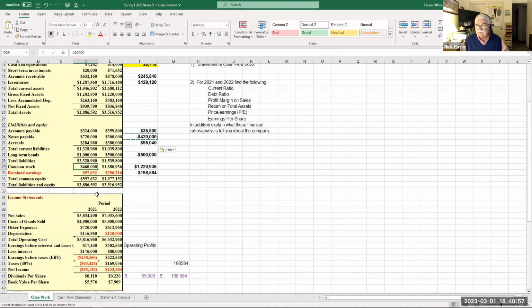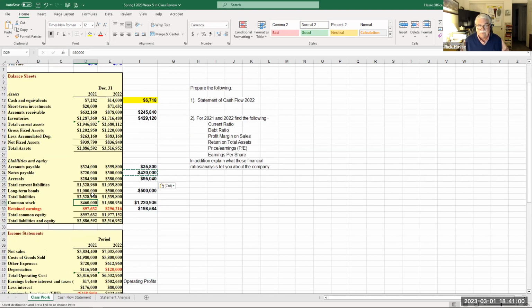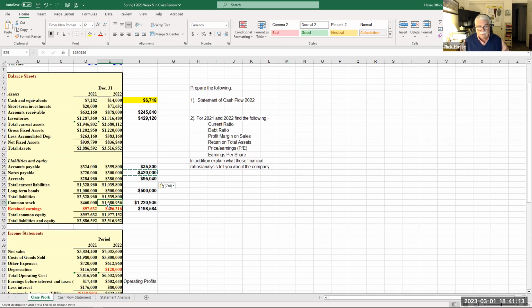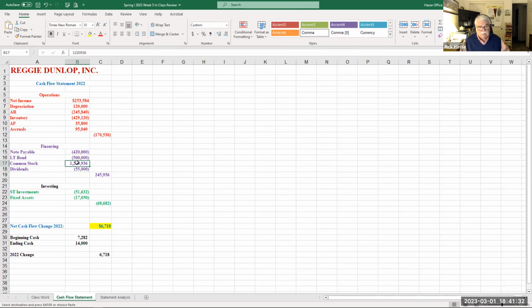Common stock was a $460,000 balance at the end of 2021. At the end of 2022, $1,680,000 because we issued 150,000 more shares of stock in the market. The net delta of that from 21 to 22 is $1,220,936. They issued additional stock to the market and got cash for it, and that cash increased the cash position of the company. So if you look at the cash flow statement, there's a positive cash flow for common stock.